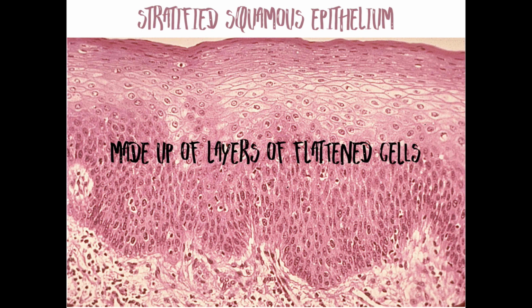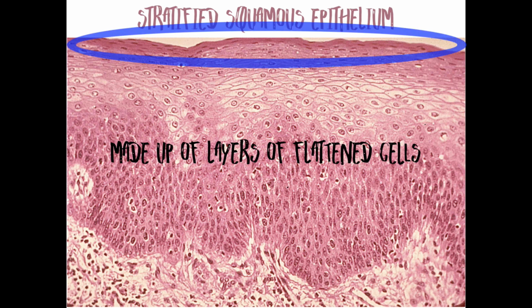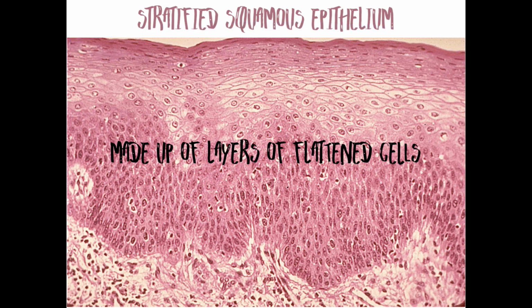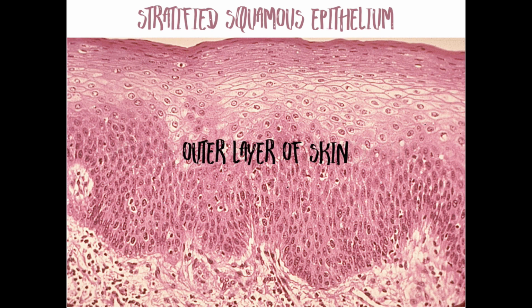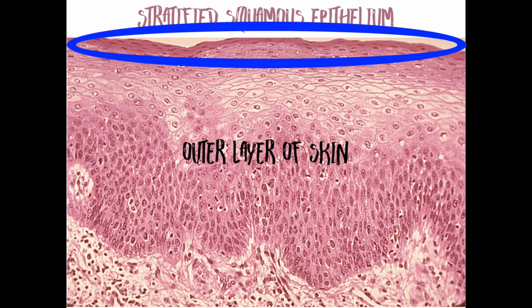So the first one we're looking at is stratified squamous. Squamous means kind of squarish, flattened out cells. These are multiple layers of flattened out cells. Now we have two different types of squamous cells. We have keratinized and non-keratinized cells. For the keratinized, that's the outer layer of the skin.